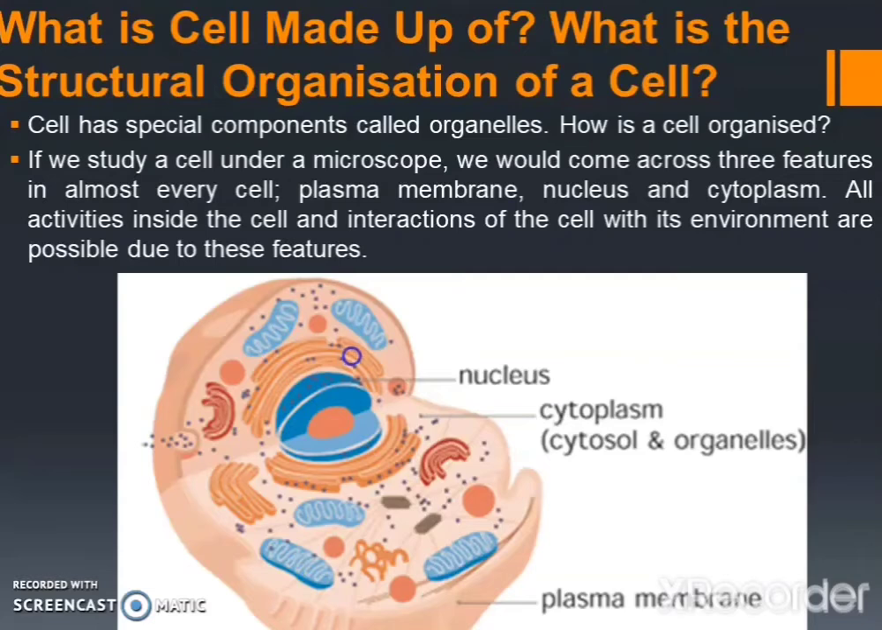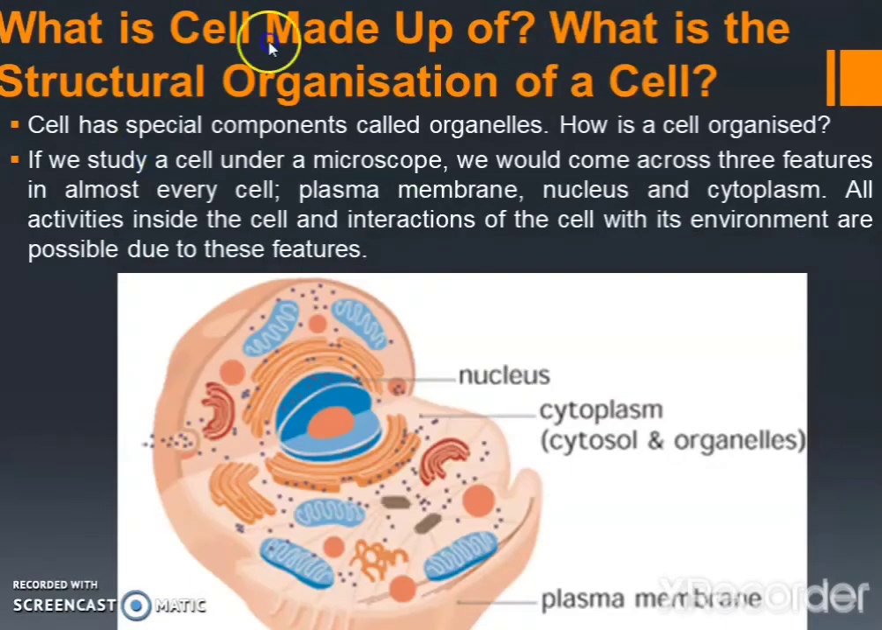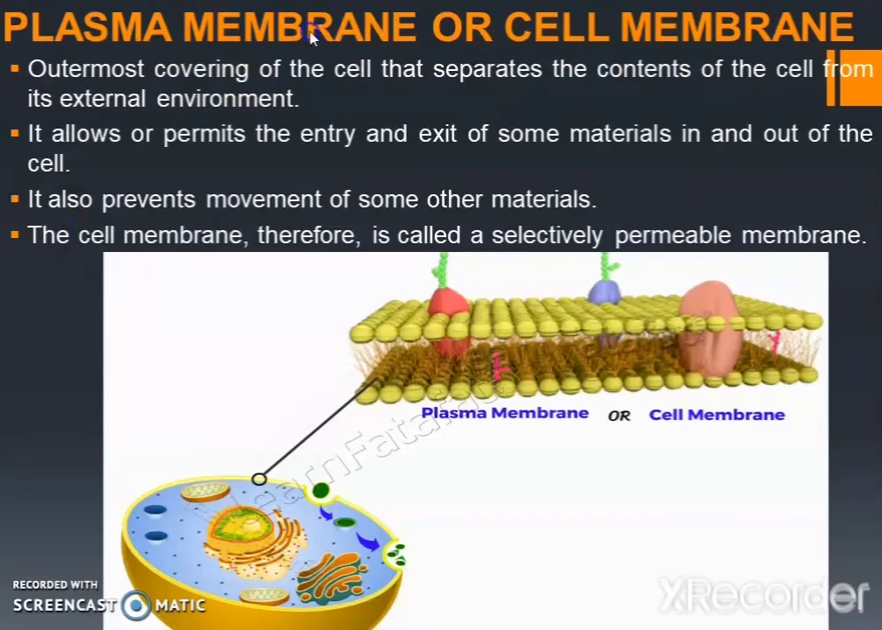Now let us move on to the next part. First we will learn about the plasma membrane or cell membrane. Which are the three different features of the cell? They are the plasma membrane, nucleus and cytoplasm. This is the nucleus, this is the outer structure which is the plasma membrane, and then the inner part is the cytoplasm. Now let us learn about the first part of the cell, which is the plasma membrane or cell membrane.